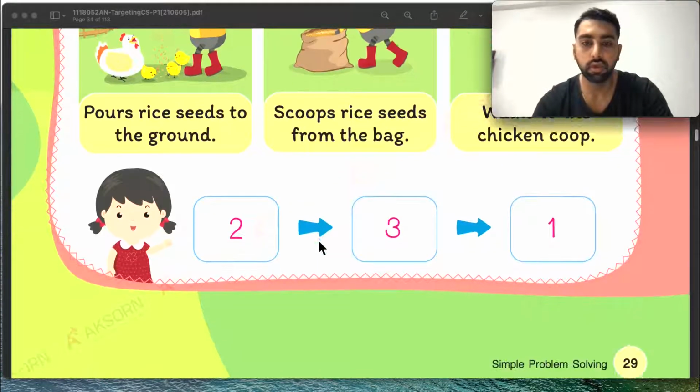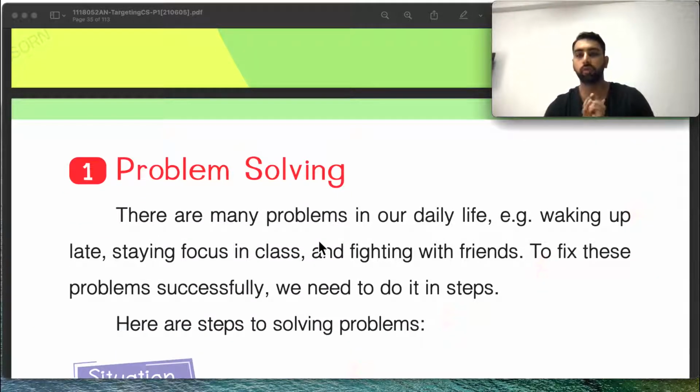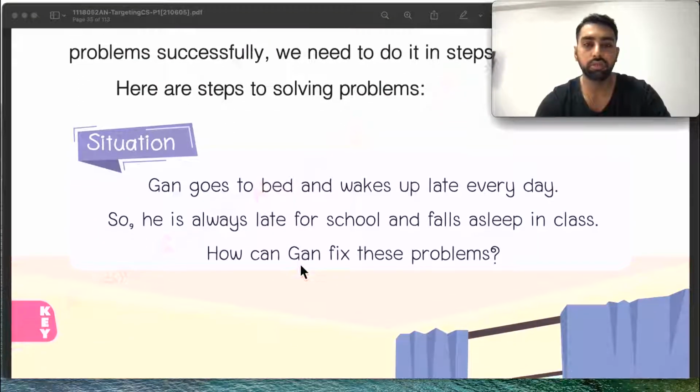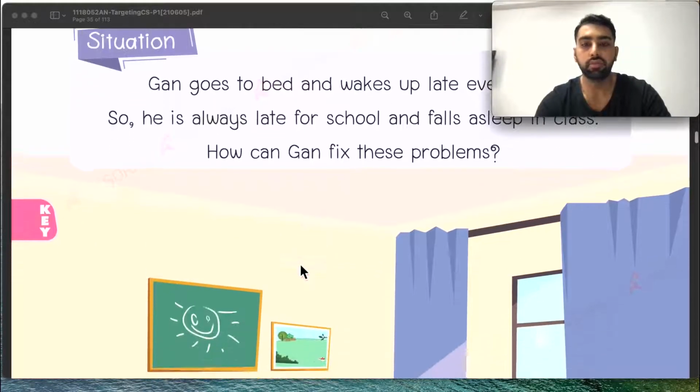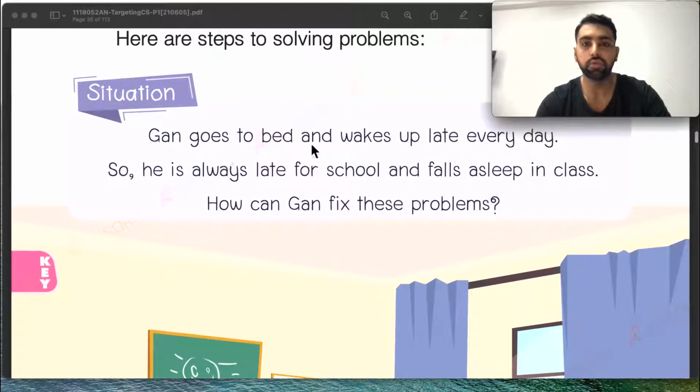Alright, there are many ways of problem solving, so we can use different ways of problem solving. There are many problems in daily life: walking up late, staying focused in the class, fighting. And in this situation there is one more situation: this guy, his name is Gang, goes to bed and wakes up late every day. So he is always late for school and falls asleep in the classroom. How can Gang fix this problem?